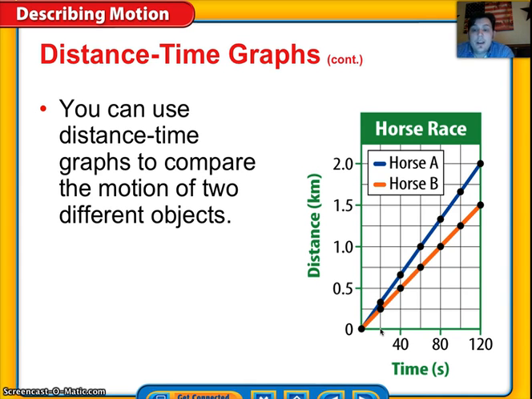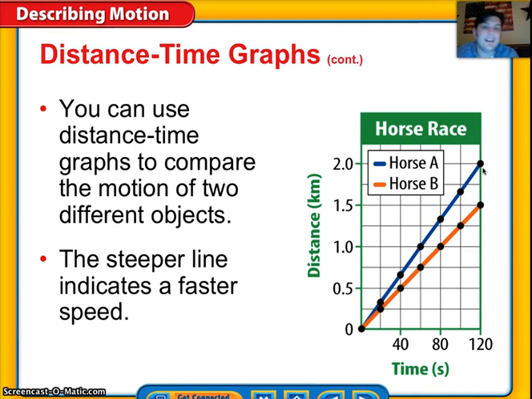We can just go, oh, blue is going faster because it's higher up. That's one way to say it, but since we're smart, successful sixth graders, we're going to say, oh, the blue horse or horse A has a steeper slope on the distance time graph. Therefore, it is going faster than horse B, indicated by the orange line. We can also prove that because after 120 seconds, horse B only went 1.5 kilometers, while after 120 seconds, horse A got to 2 kilometers. So it went farther in the same amount of time. That means it went faster. Again, the steeper the line indicates the faster speed.